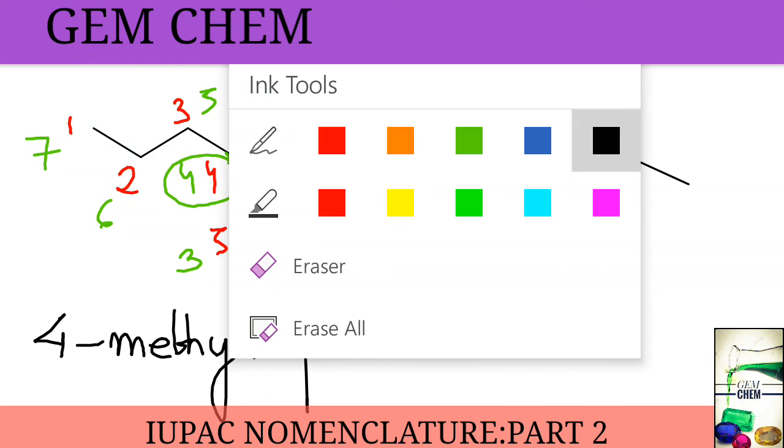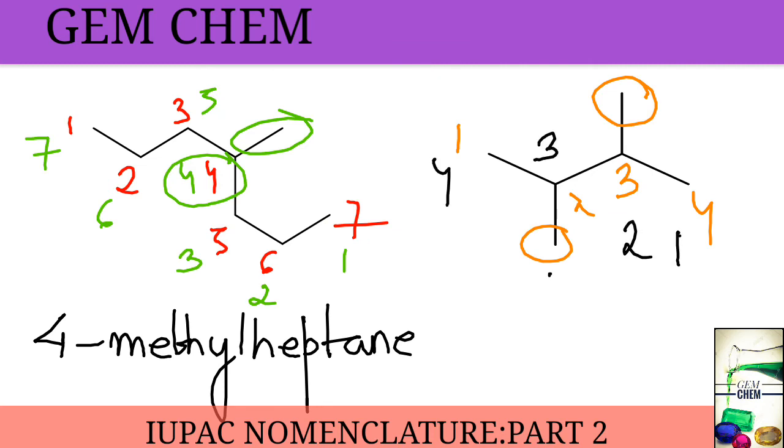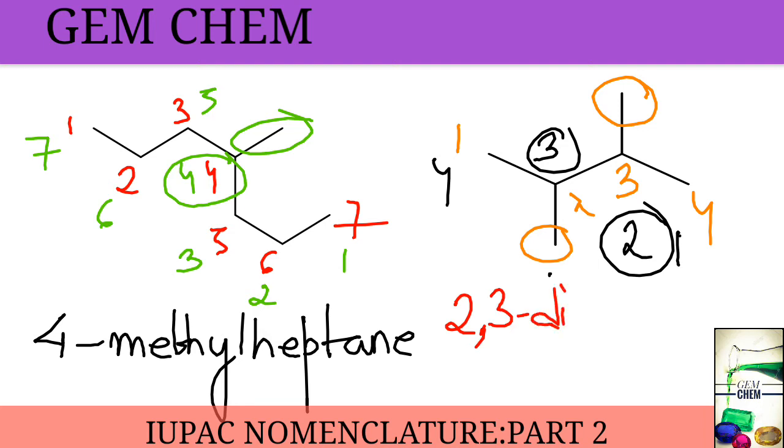Now we go for the next one. We see this 1, 2, 3, 4. Substituents are present in 2 and 3 position. If we write from the opposite side 1, 2, 3, 4, the substituent is also present in 2 and 3 position, so no change in the numbering. But if this was not methyl, any other thing, then it would depend on the alphabetical order. So we write 2,3-dimethyl butane.